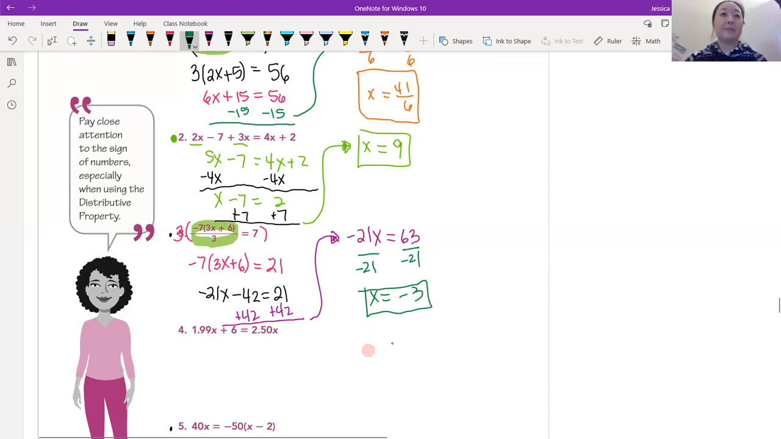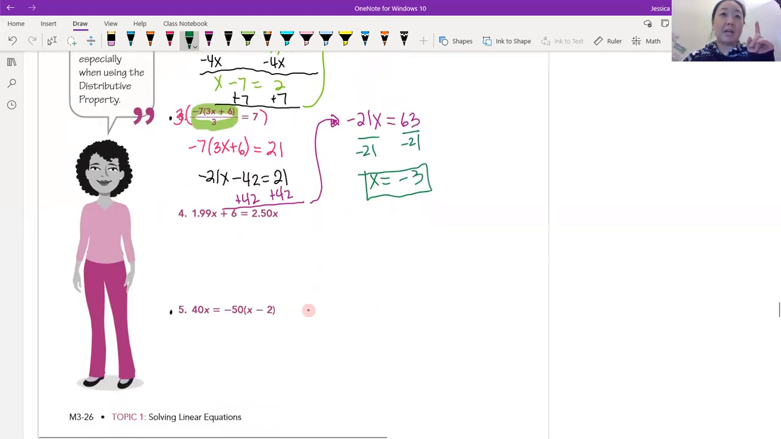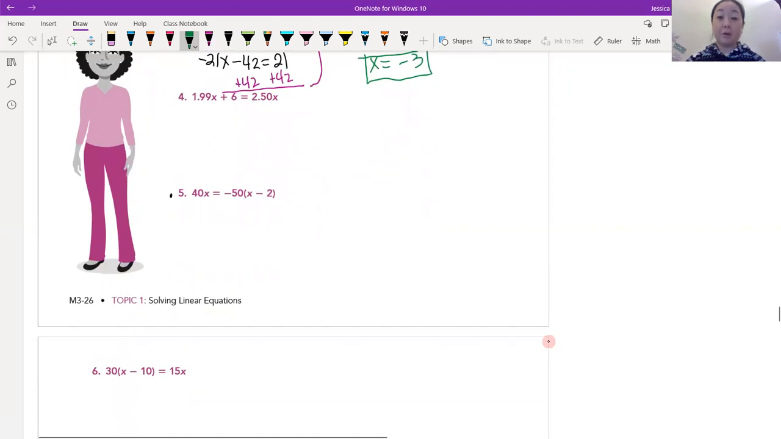That's negative 3. So if we were to plug this back in, it would work out. So let's try. I said we would go to number 5. So we're going to try number 5. So hopefully you're doing this along with me, right? You're doing it by yourself, trying it out.